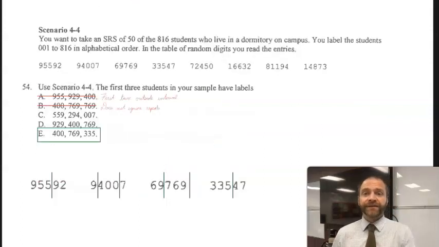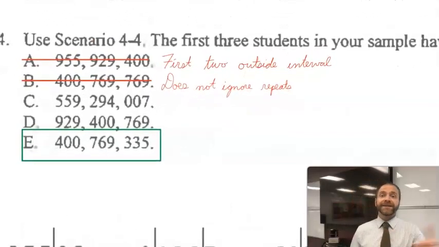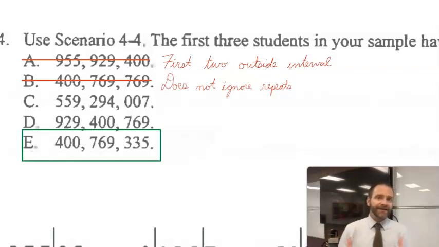What's nice about this one is there are 2 tricks. The first is numbers outside the interval: choice A and choice D were numbers outside the interval. The second trick is to not ignore repeats, and that's what choice B does. It says I have 769, then 769 again. It's not bad in this case because those two are right next to each other, but if you're actually doing this, it might happen 4 or 5 observations in the future from where you saw it. So it's always important to make a list as you go of what they are. So that is question 54.